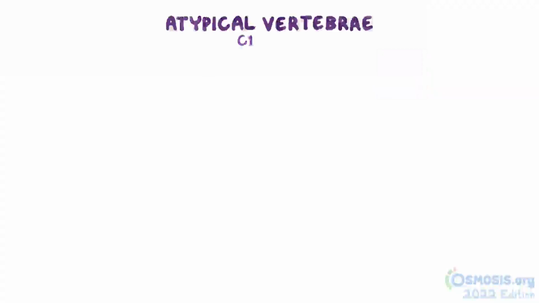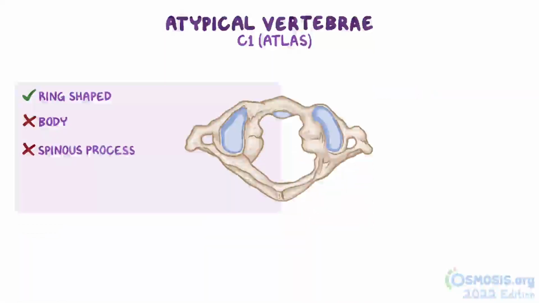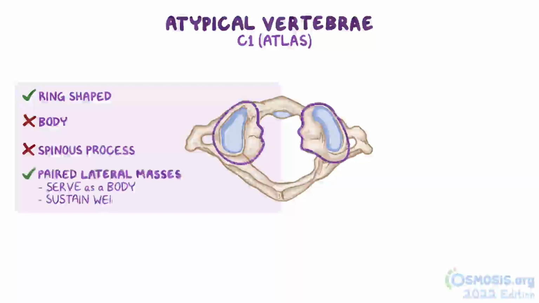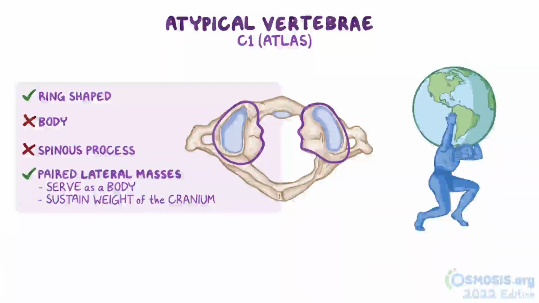First, the C1 vertebra, also called the atlas, is a ring-shaped bone that doesn't have a body or spinous process. So instead of a body, it has paired lateral masses that serve as a body and sustain the weight of the globe-like cranium, just like the Atlas of Greek mythology, who bore the weight of the literal world on his shoulders.